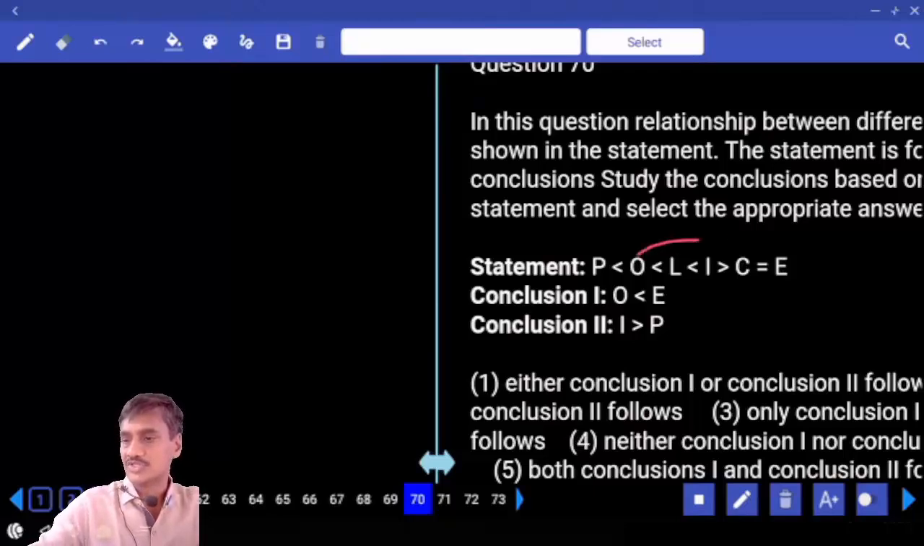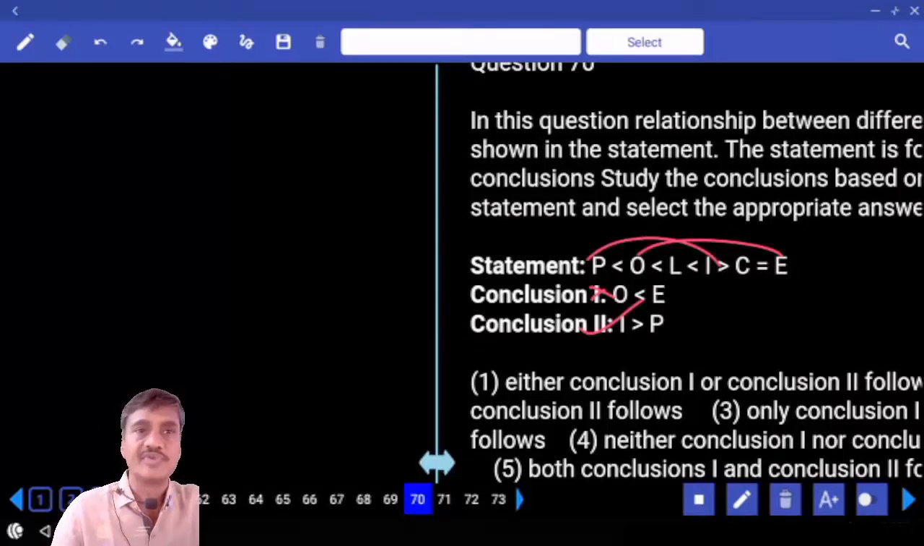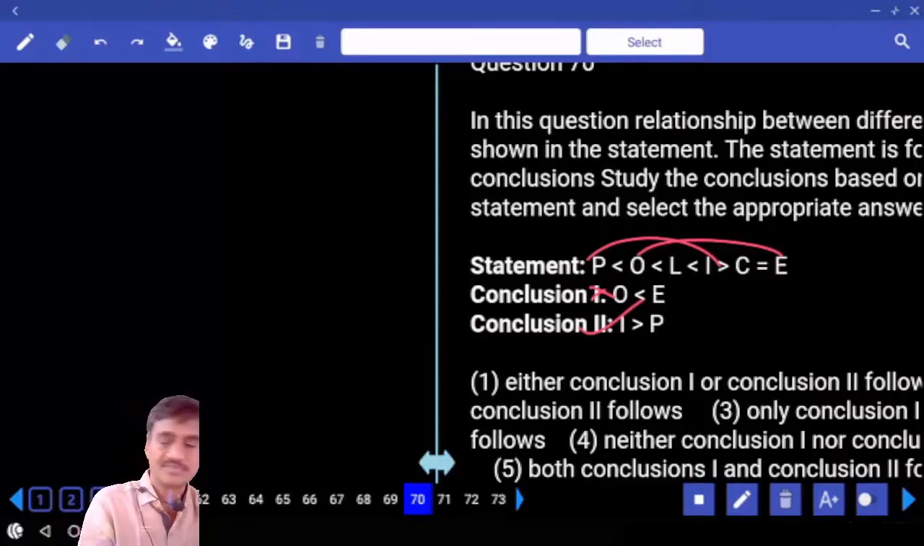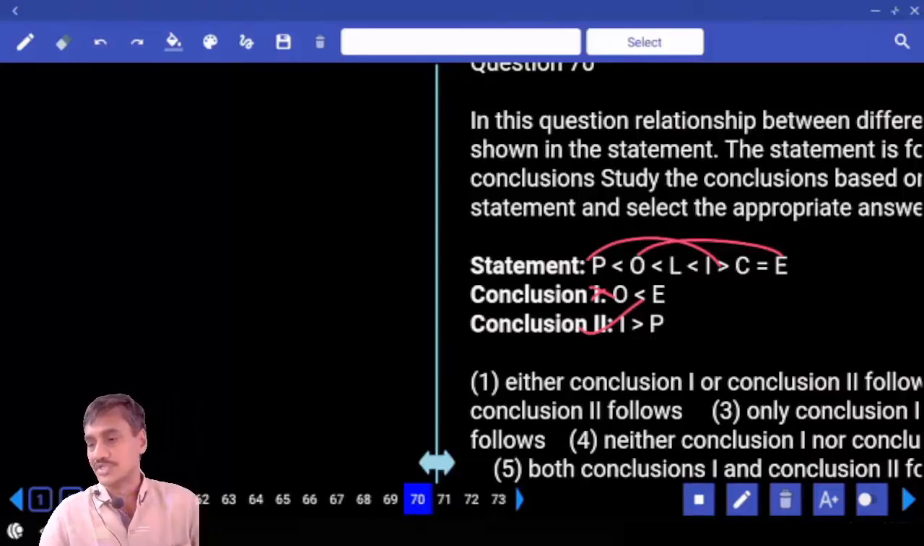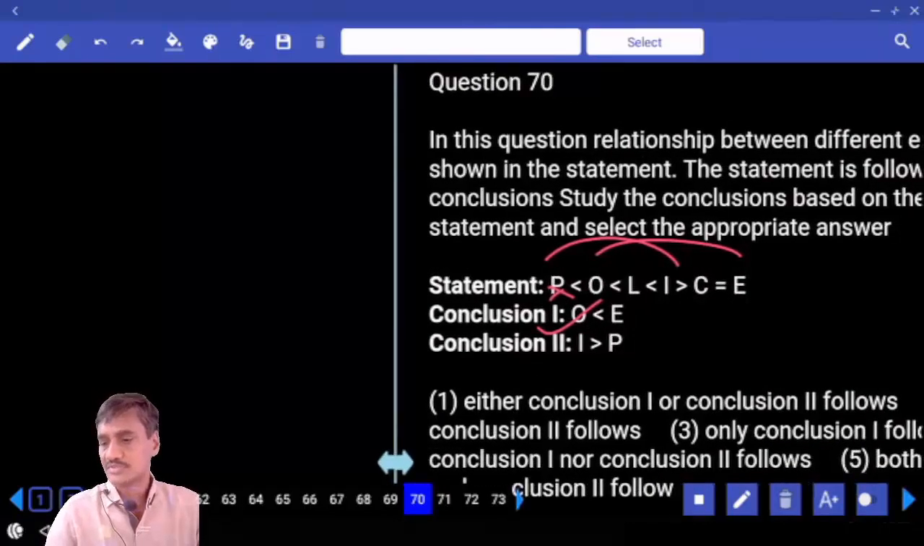Then coming to this 70, the relation between O and E. O is here, E is here, between these two opposite symbols, no relation. I and P: P lesser than I, greater than P, definitely true. Hence what is your answer? Only 2 follows, only 2. And it is given in which choice? Choice 3, no? No, choice 2.